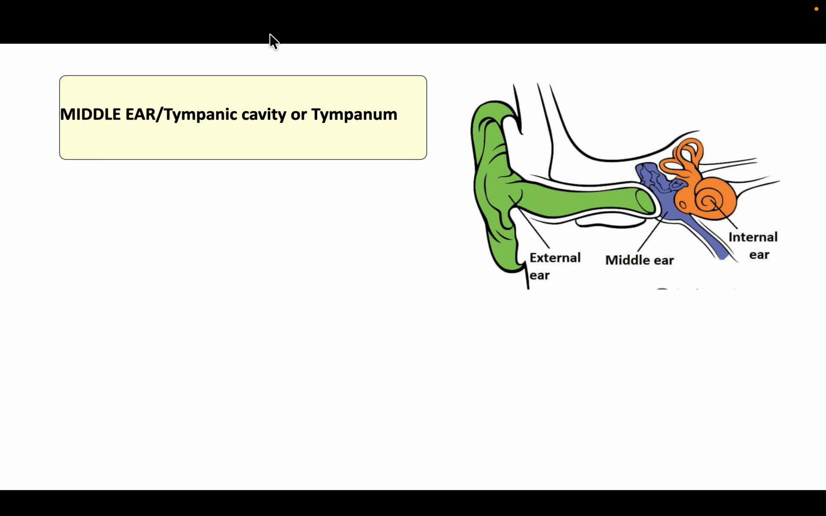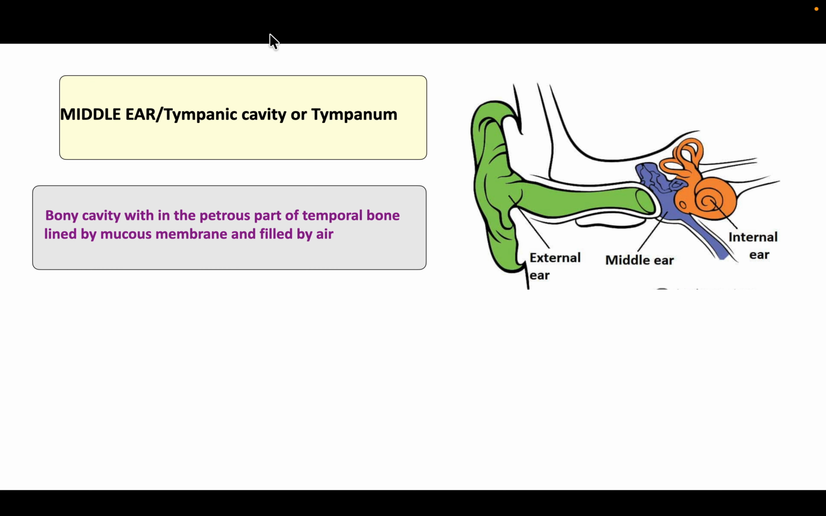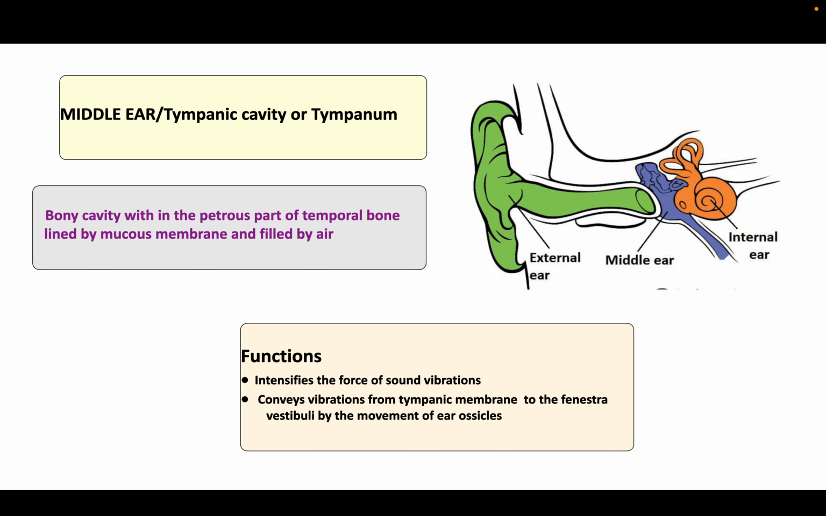Now, middle ear, or tympanic cavity, or tympanum, is what? It is a bony cavity within the petrous part of the temporal bone, lined by mucous membrane and filled by air. Now the function of the middle ear is that it intensifies the force of sound vibrations and conveys vibration from the tympanic membrane to the fenestra vestibuli by the movement of ear ossicles.